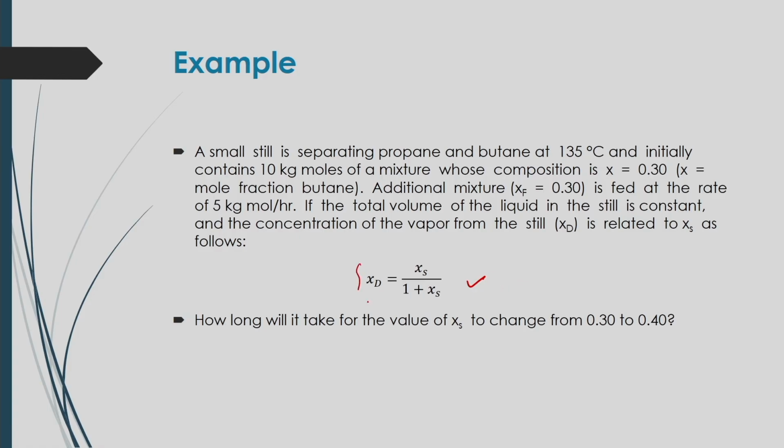expressed as xd equal to xs by 1 plus xs. So, based on this composition of the distillate product, you can calculate how long it will take for the concentration of butane in the still to change from 30% to 40%, that you have to find out.